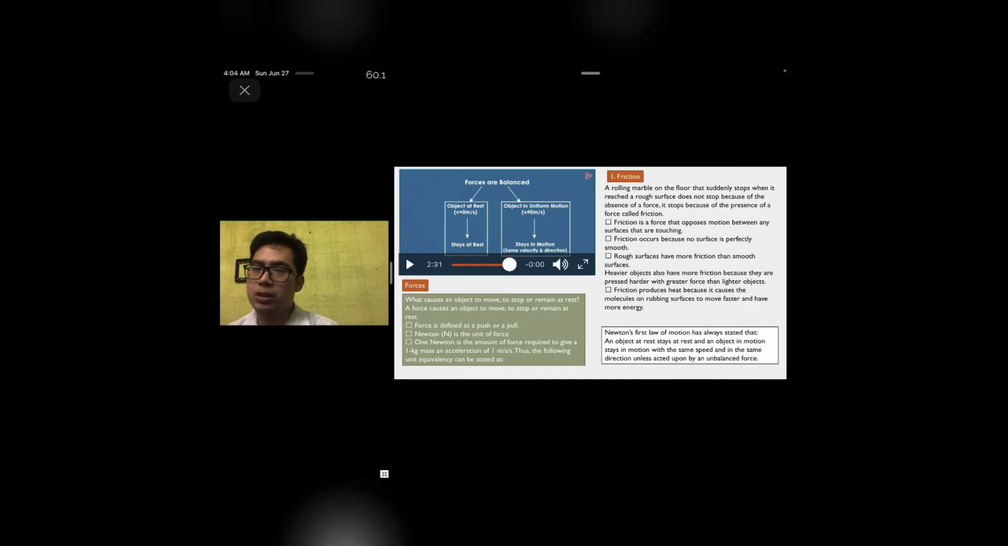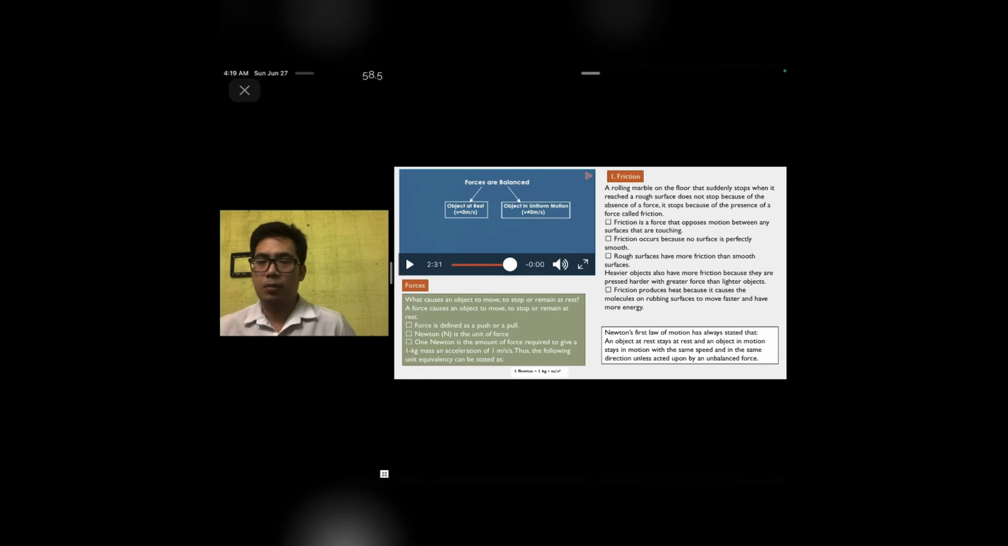With the help of this video, our learners will understand the idea of Newton's first law of motion. Here, the concept of balanced forces is introduced. If an object is at rest, it stays at rest unless acted upon by an unbalanced force. Only then is there acceleration. So here, forces are introduced.